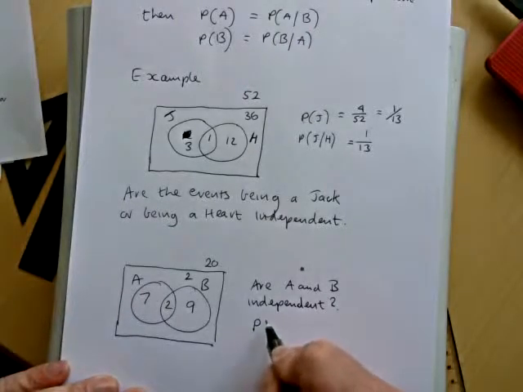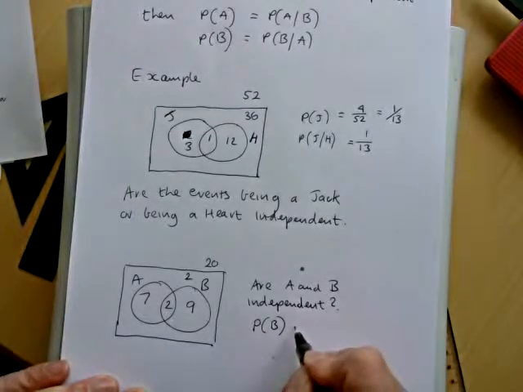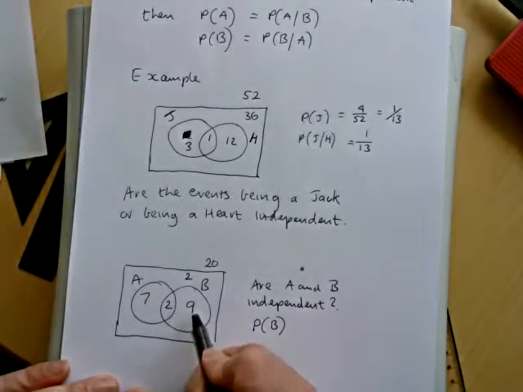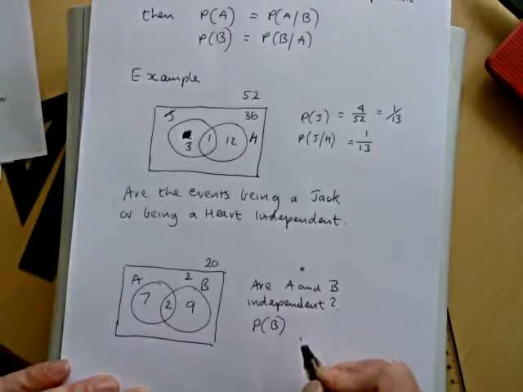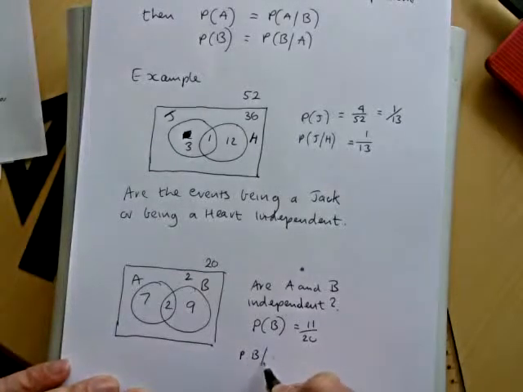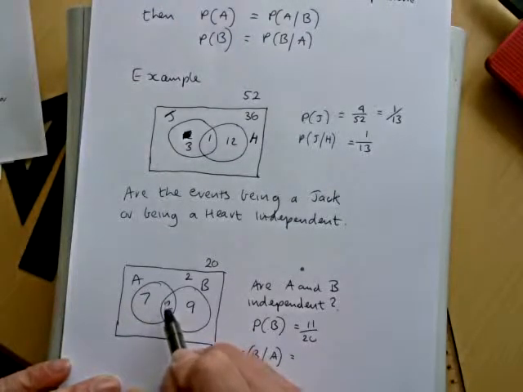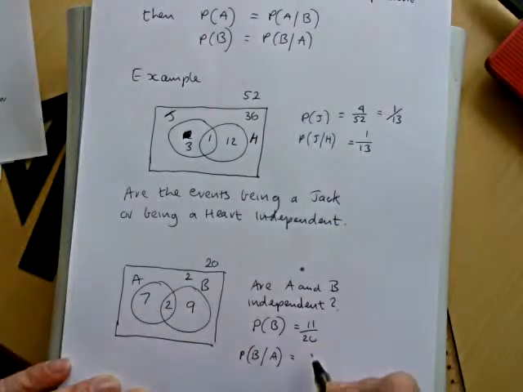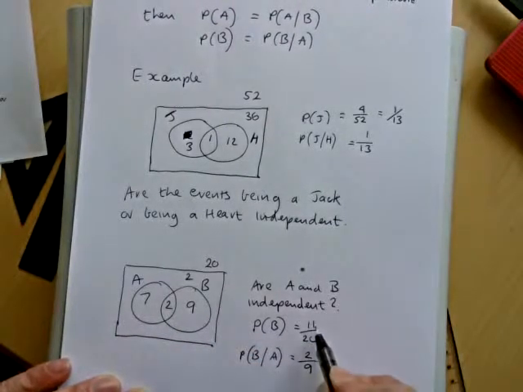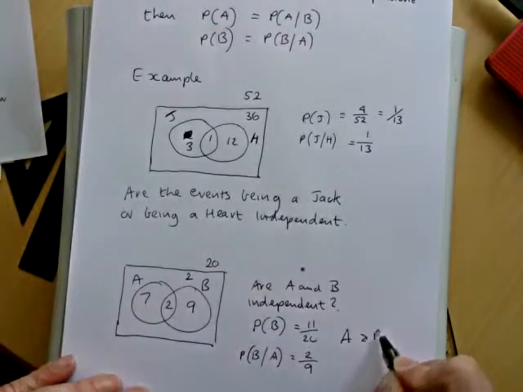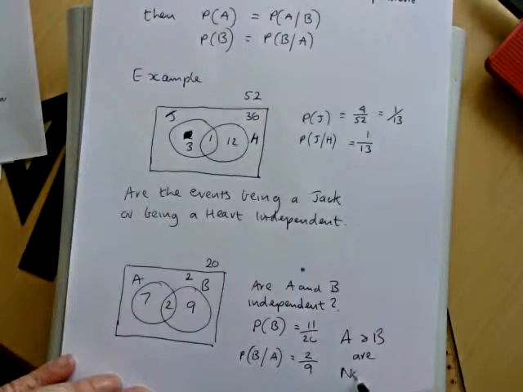So the probability that I am, let's take B this way this time, it doesn't matter which way around we do it, the probability that I'm equal to B is going to be 11 events at B out of 20. And the probability that I am B given that A has occurred, so if A has occurred, there are 9 ways A can occur, 2 ways of B occurring with that, so that would be 2 out of 9. 11/20 is not equivalent to 2/9, so A and B are not independent.